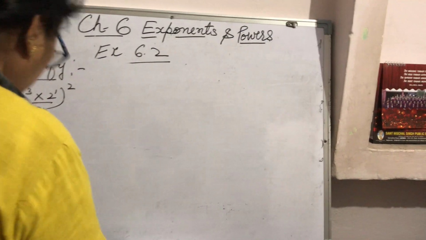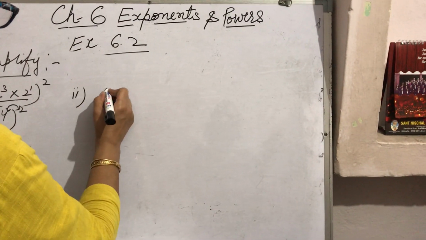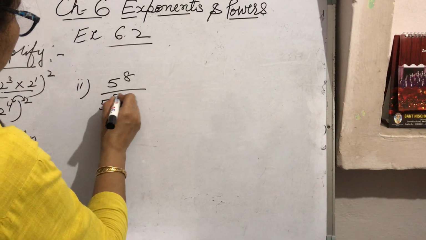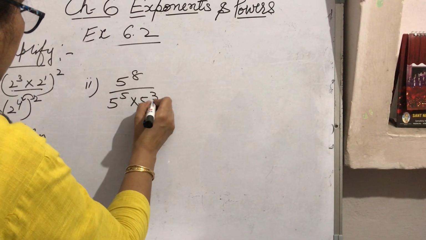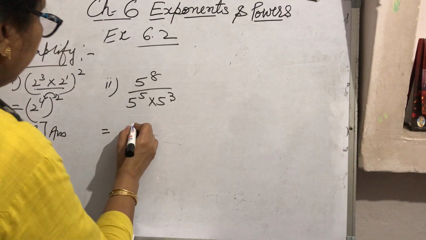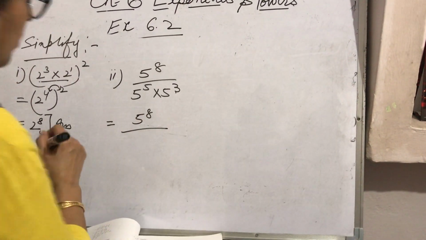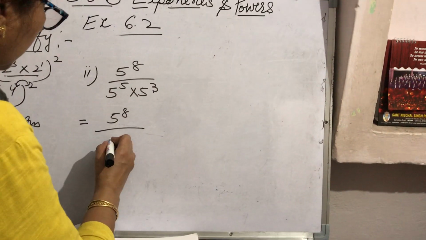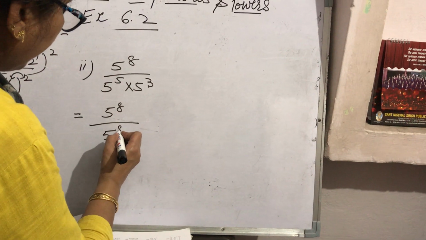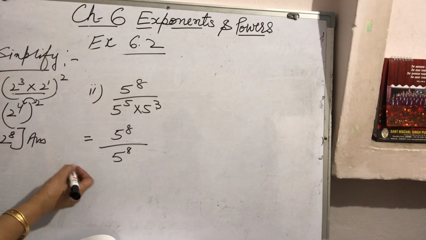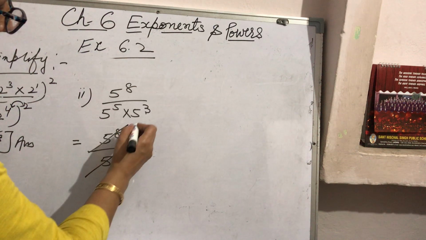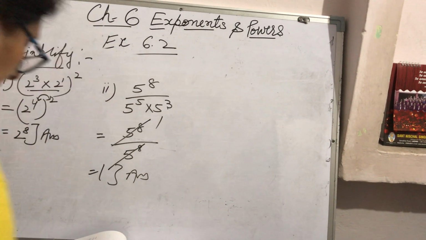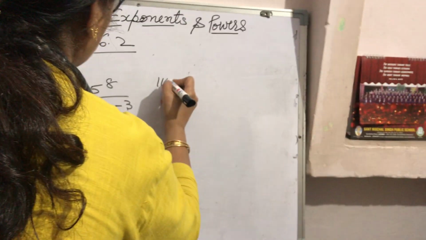Second part of the same question. 5 raised to power 8 upon 5 raised to power 5 multiplied by 5 raised to power 3. The same bases are there, multiplication is there, so we add these powers. 5 plus 3 is 8, again 5 raised to power 8. Now we can reduce it. 5 raised to power 8 over 5 raised to power 8 will be 1. So the answer will be 1. Next, third part of the same question.